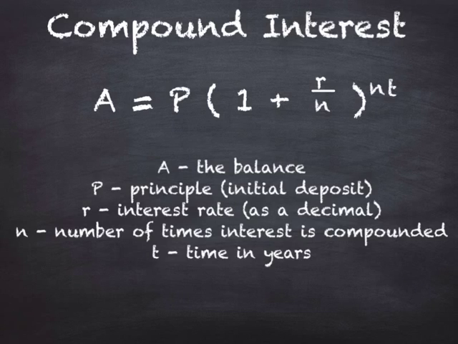Now here's what everything means. A is the total balance at the end of the interest stuff. P is the principal amount, or what you decided to deposit in the beginning. r is the interest rate, and it needs to be written as a decimal. n, which you will plug in twice, is going to be the number of times the interest is compounded. So it may be compounded once a year, or twice a year, or 3 times a year. It'll tell you in the problem. And t is the time in years, so 3 years, 4 years, 5 years, etc.